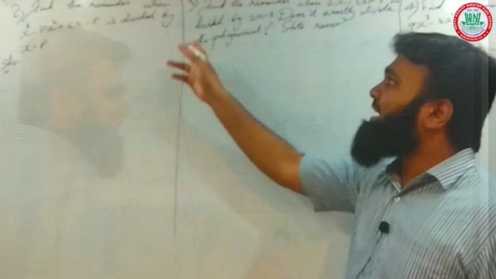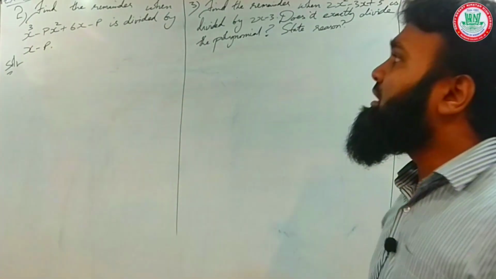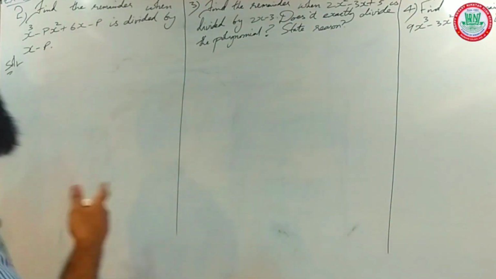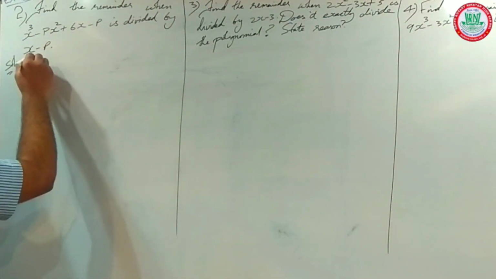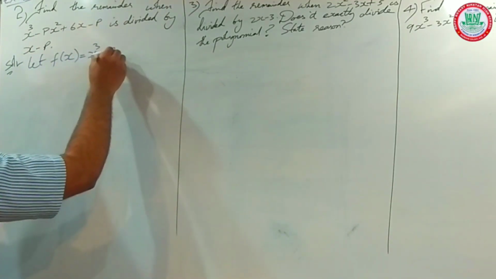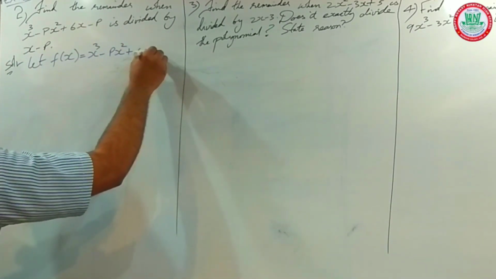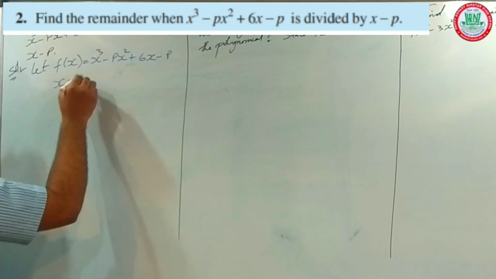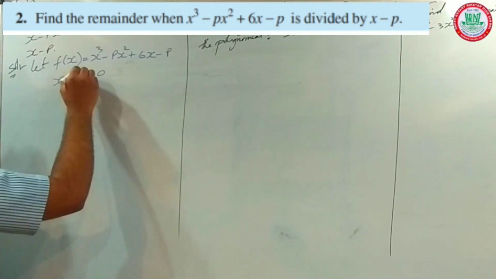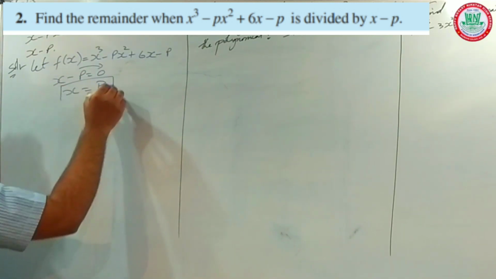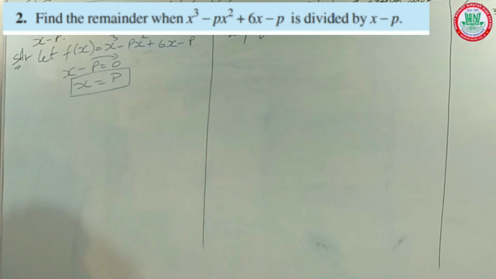We will start. Find the remainder when x cube minus px square plus 6x minus p is divided by x minus p. So we need to find the remainder here. So first, what is given? Let f of x is equal to x cube minus px square plus 6x minus p. It is divided by x minus p. So we have to take x minus p is equal to 0, x is equal to p. We have to put x is equal to p in this equation. That will be the remainder.